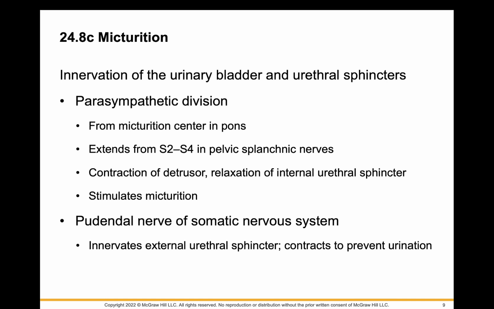Parasympathetic division: this is from the micturition center within the pons. It extends from S2 to S4 in the pelvic splanchnic nerves. It is responsible for contraction of the detrusor muscle, relaxation of the internal urethral sphincter, and actually stimulates micturition or urination. Now, we also have to take into consideration the pudendal nerve of the somatic nervous system. This innervates the external urethral sphincter, and it contracts to prevent urination.